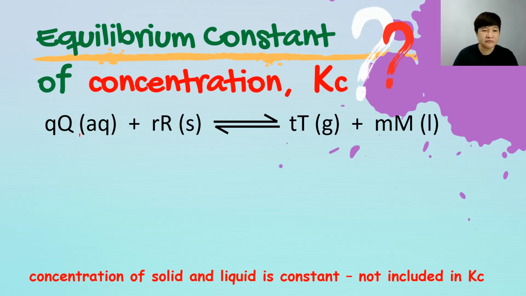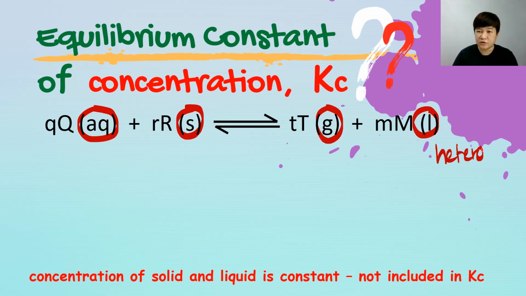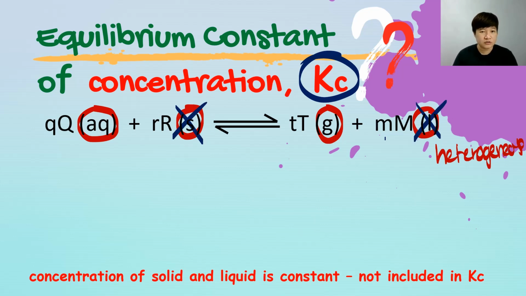I have an equation over here with the presence of aqueous, solid, gas, and liquid. And of course, that is your heterogeneous, due to the presence of different phases. But since the question is asking for Kc, we will only look into aqueous and gases, because solid and liquid will be ignored. So we will only take count of the gas and the aqueous that are present in your chemical equation. So the formula of Kc for this chemical equation will be Kc equals to your product versus your reactant.